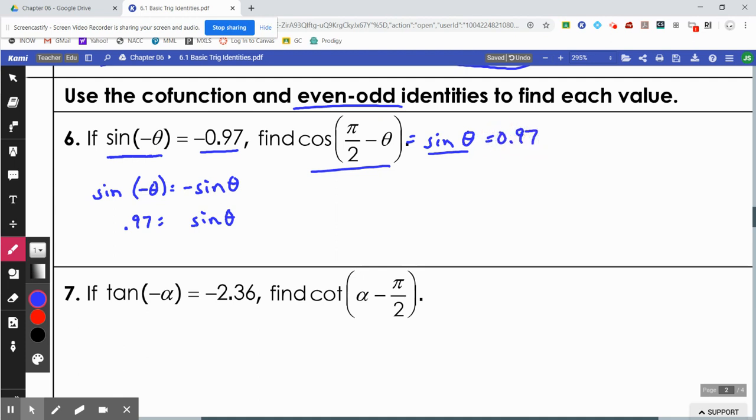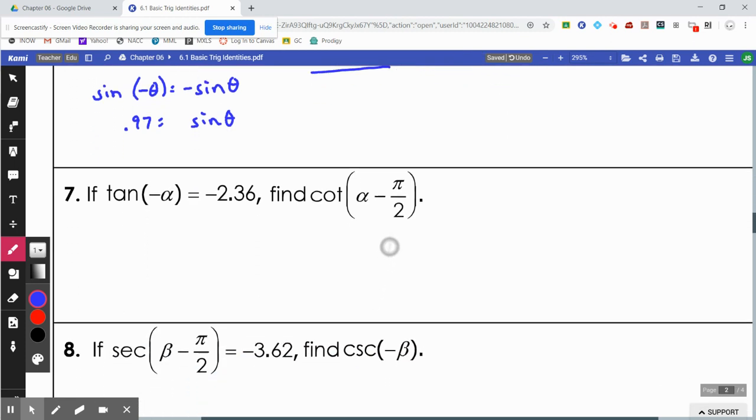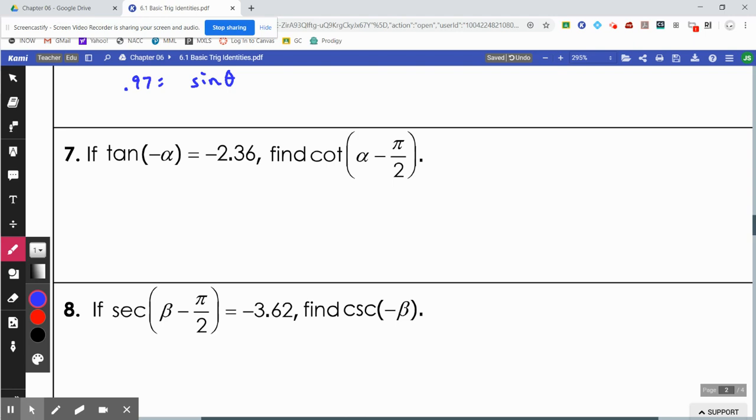So the cosine of pi over 2 minus theta should equal 0.97. The next one asks me to find the cotangent of alpha minus pi over 2.